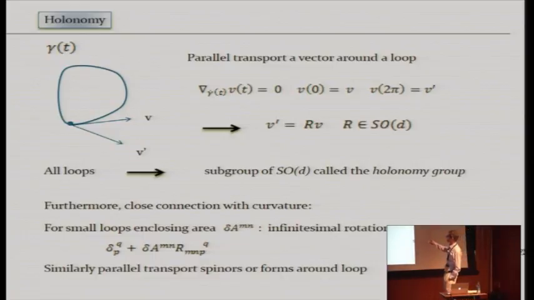Okay, so this is for tangent vectors, but you can really transport anything around the loop. Well, anything meaning any other tensor, or even a spinor, which is not a tensor. You can also transport spinors around the loop. So that's what we're going to do now.